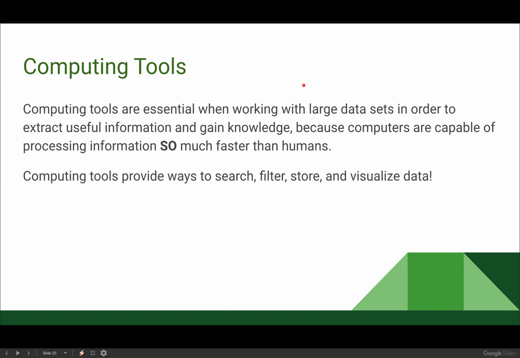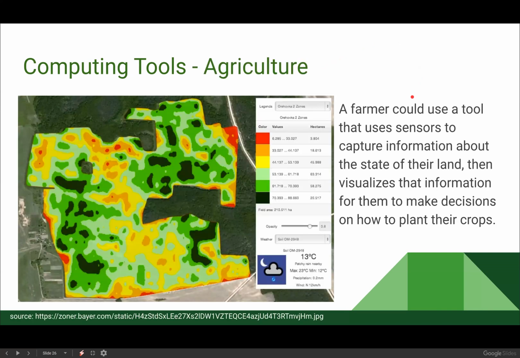So computing tools are essential when we're working with large data sets, when we're working with big data, because we as humans are not nearly as efficient at doing processing as computers are. Computers can process information way, way faster than humans can. So computing tools allow us to search, filter, store, and visualize data, among many other things.